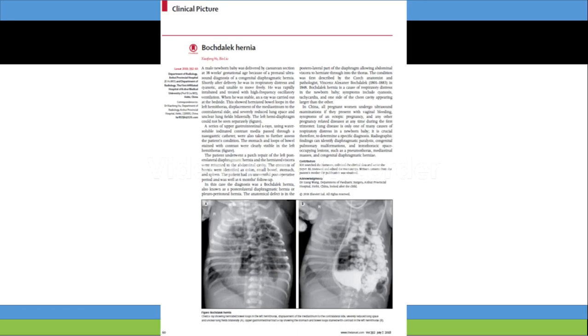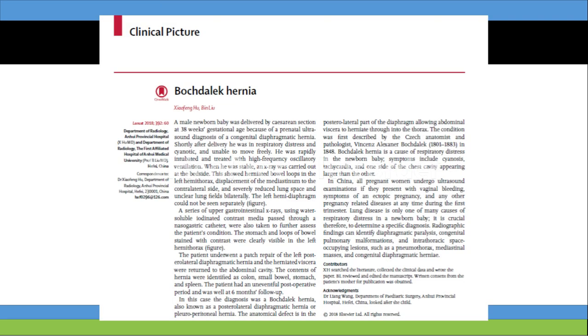For my colleagues working in surgery, sorry. So this is a case of Boswellic hernia. Again, probably it's rare, but again, it has been published in Lancet.